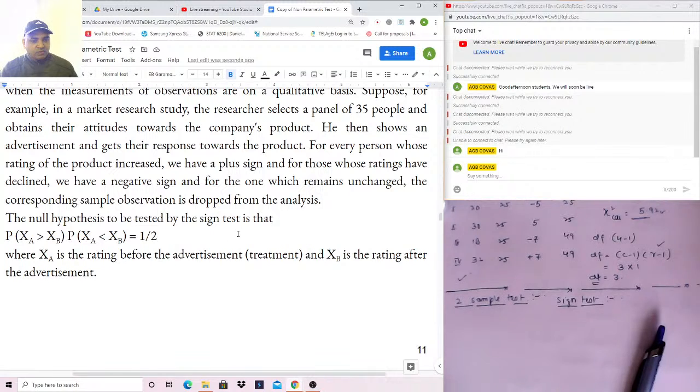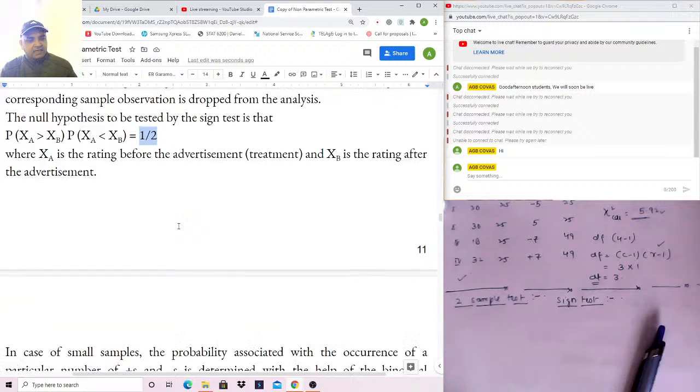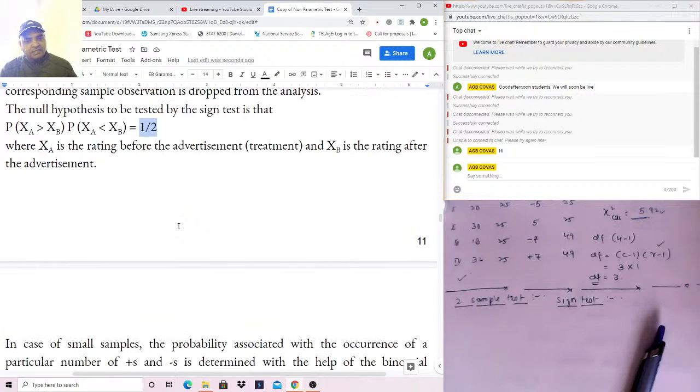Okay. So, what is the null hypothesis? Our null hypothesis to be tested in the sign test is whether xa is greater than xb or xa is less than xb. And when they are equal, the probability should be half, that is, it should not change, right? Here xa is the rating before the advertisement and xb is the rating after the advertisement.